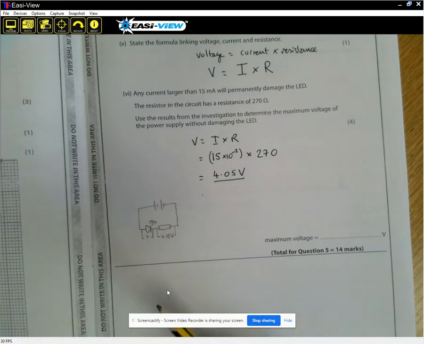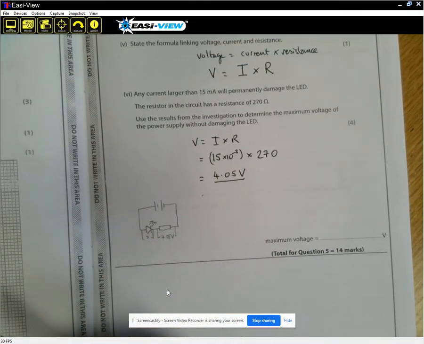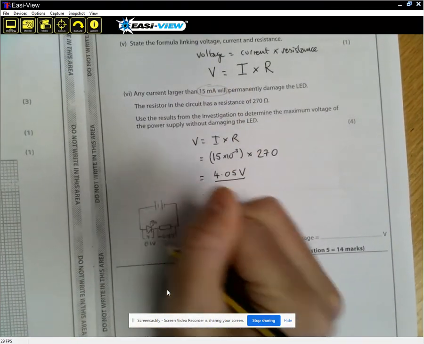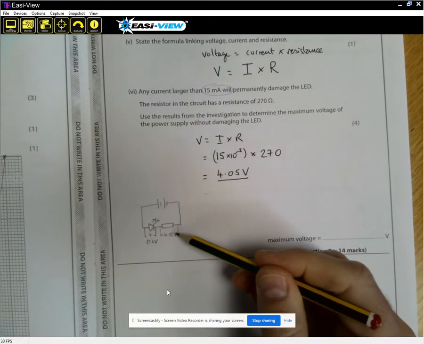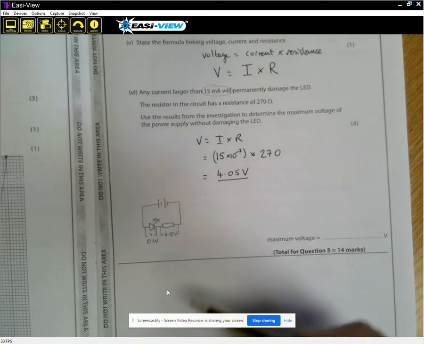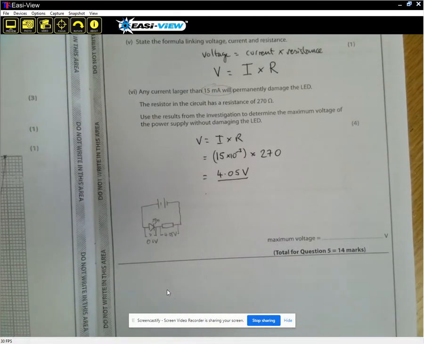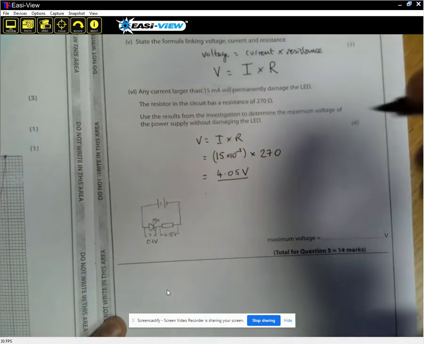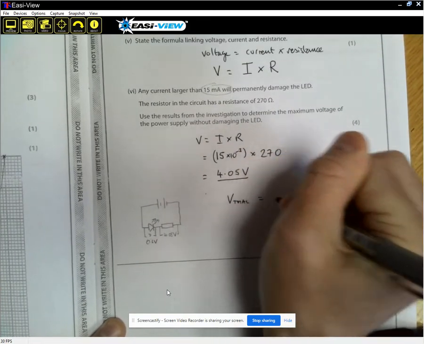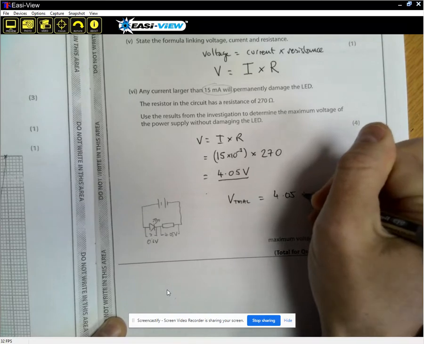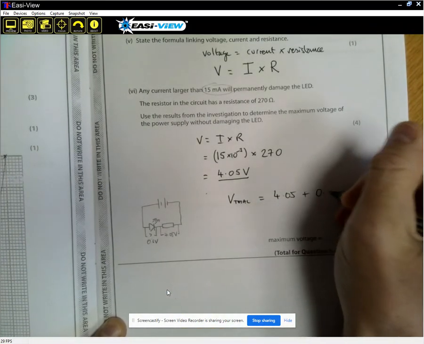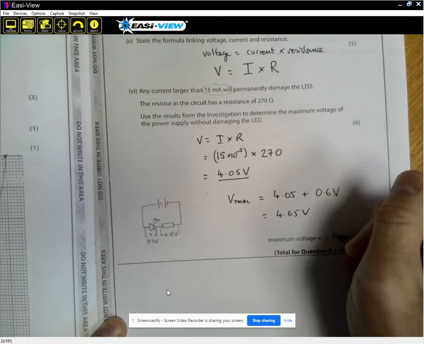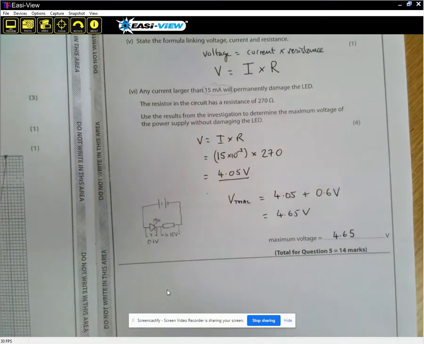Well, we can look at our graph, or you can look at the table, and when it's 15 milliamps, the value is 0.6 volts. So if the power supply is providing 4.05 volts here and 0.6 volts here, and they're in series, then the total voltage provided by the power supply is the sum of those 2 values. So the total voltage is 4.05, the voltage drop across the resistor, plus the voltage drop across the LED. So we get 4.65 volts. That's the maximum voltage of that power supply.